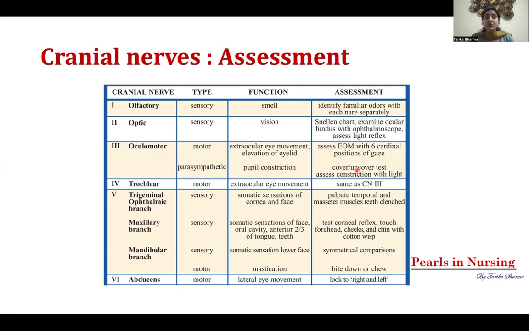Then the fourth nerve is the trochlear nerve, which is again a motor nerve. So basically, we assess the trochlear nerve, abducens nerve, and oculomotor nerve all together. So to assess the third, fourth, and sixth nerves, we have to make the person perform the extraocular movements in the 6 cardinal positions of gaze.